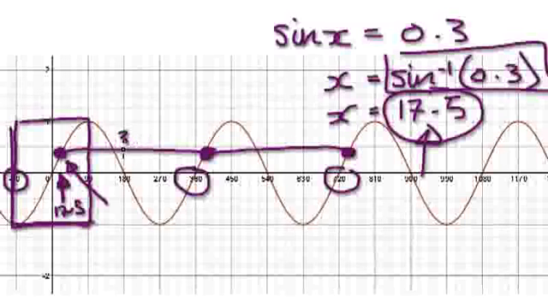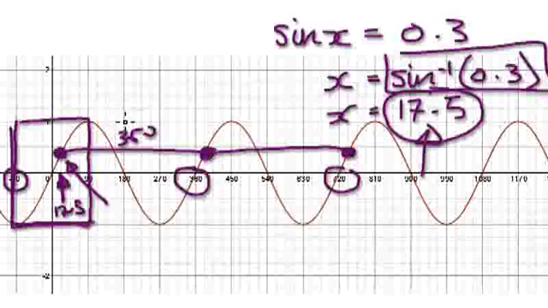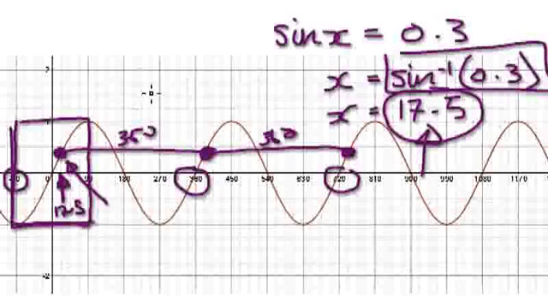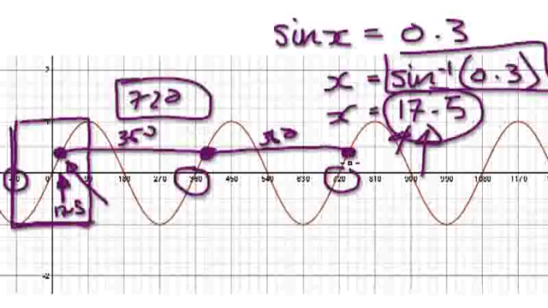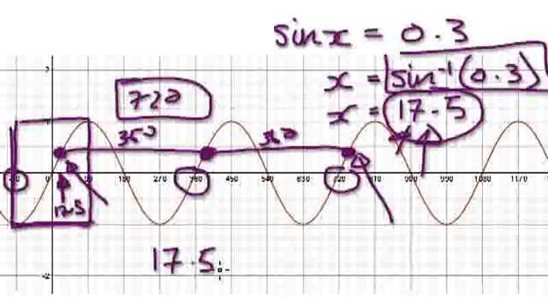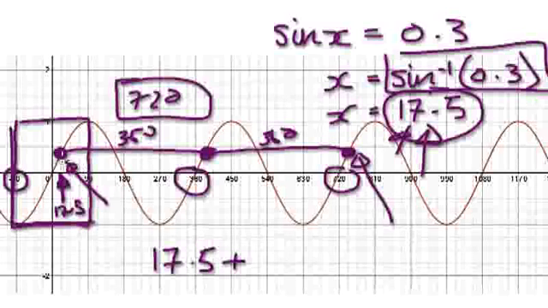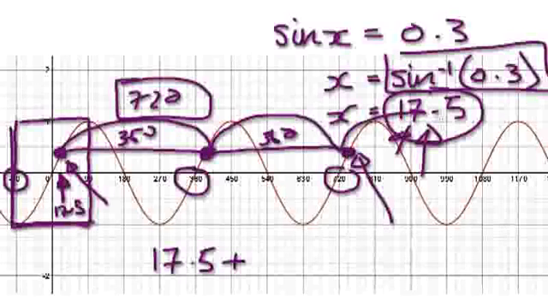If you add another 360 here, that would take you to here. 360 times 2 is 720. If you start with your principal solution here and then add 720, it will give you this solution here. So basically, once you've got your principal solution, which is 17.5, you can add multiples of 360. Don't forget, when you add 360, it just gives you these solutions. It hasn't given you this one, which we will deal with later on.